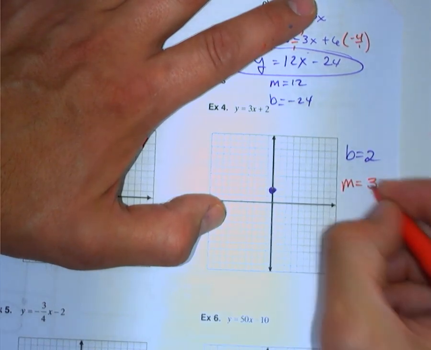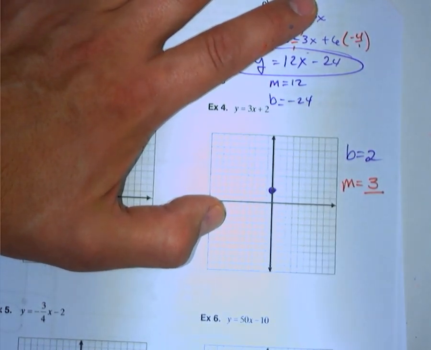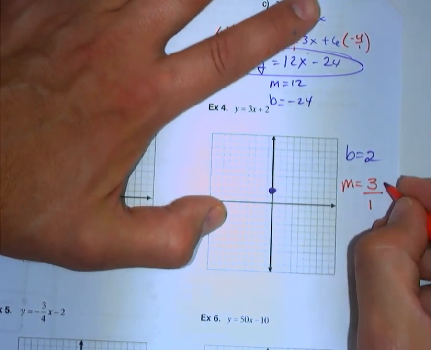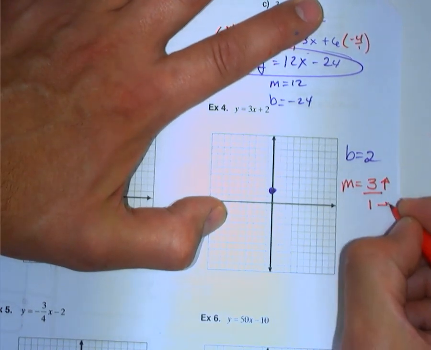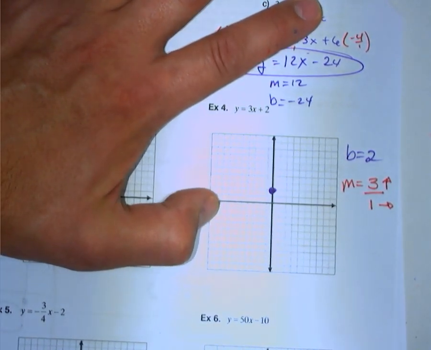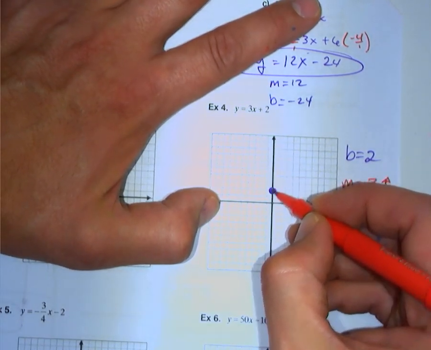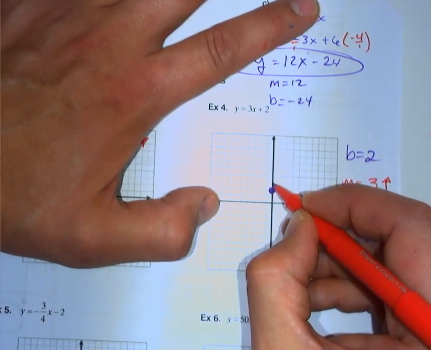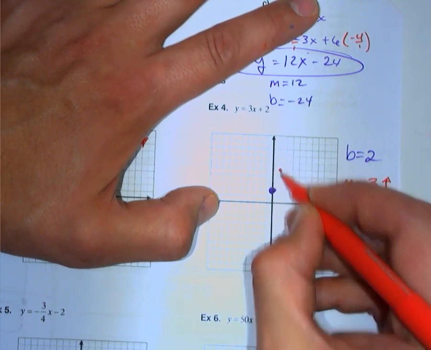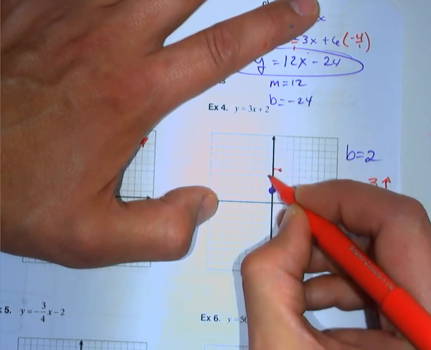Think of 3 as a fraction. That's 3 over 1. That means I'm going to go up 3 boxes and to the right 1 box from B. So I put my pencil on the B. It's not hard to see. Now it's time for rise: 1, 2, 3, over run. So I went up 3 over 1.